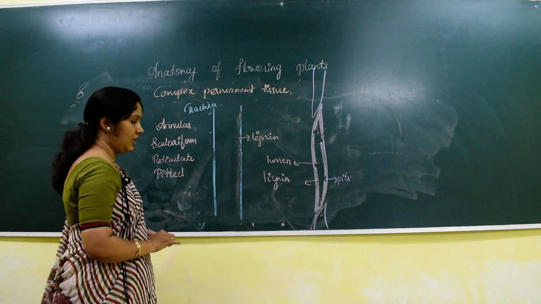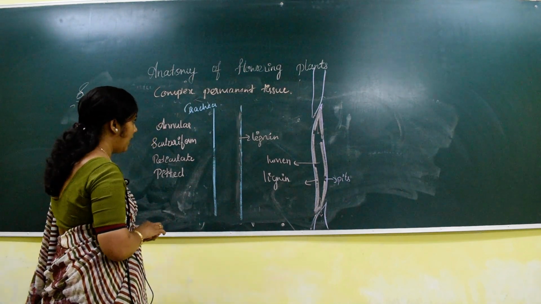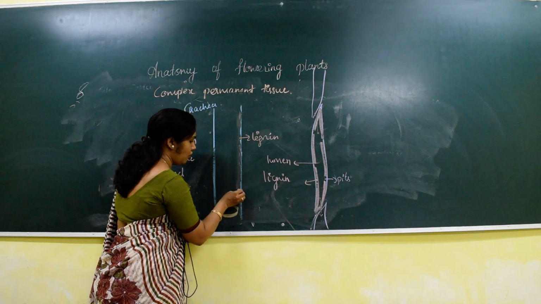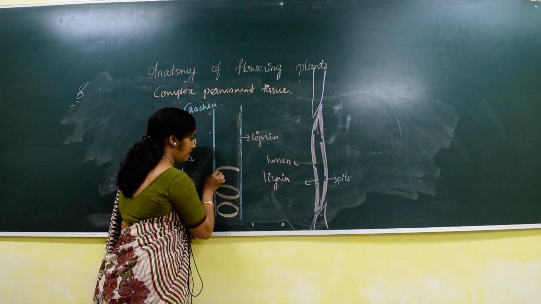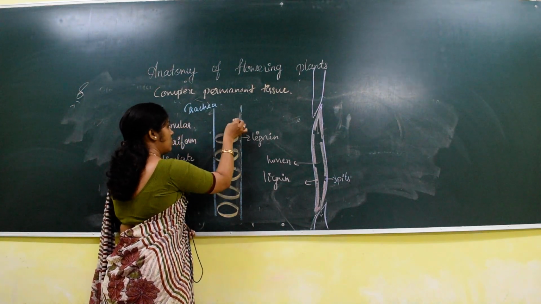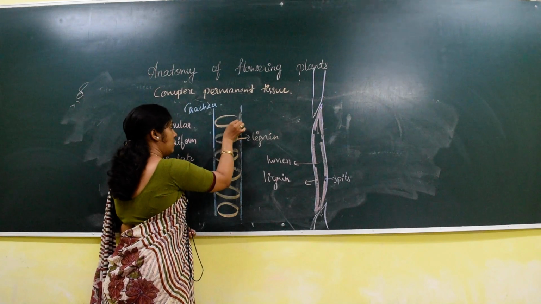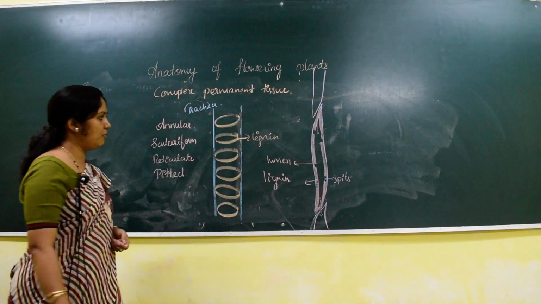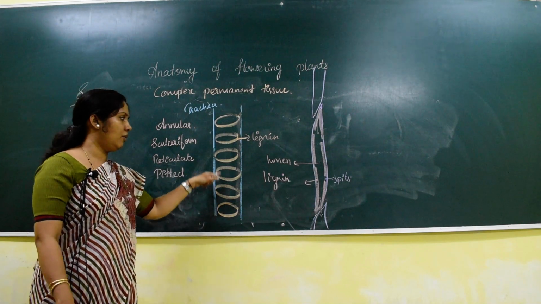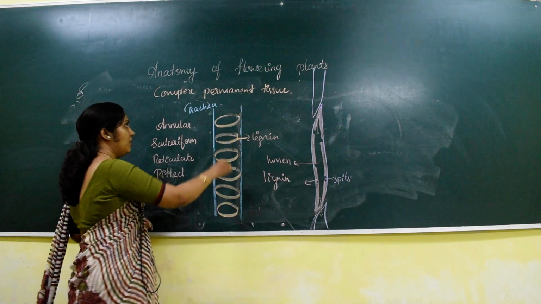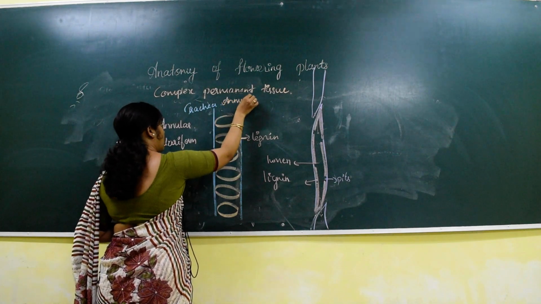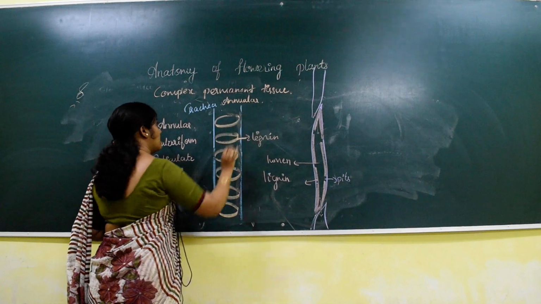So first we will take up the annular. What happens in annular form is that the lignin is deposited in a ring-like form. So this is a lignin deposition. The lignin inside the vessel is deposited in a ring-like form. This ring-like deposition of lignin, this type of trachea, is called annular.